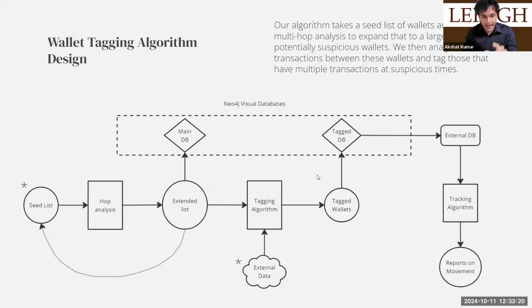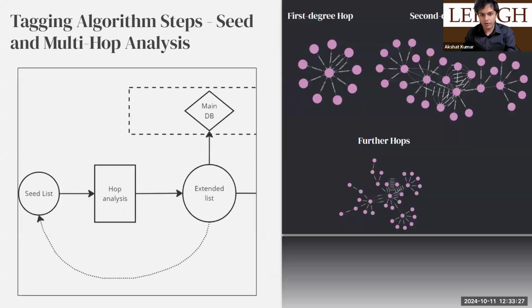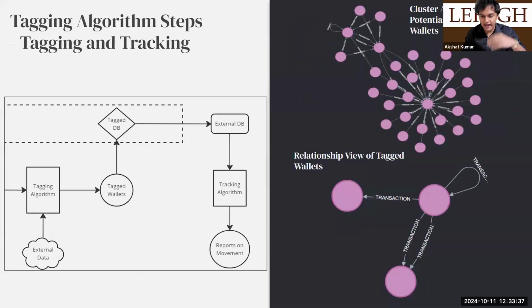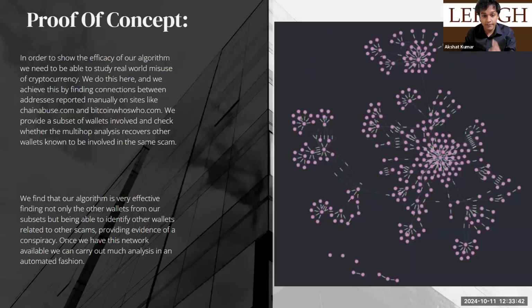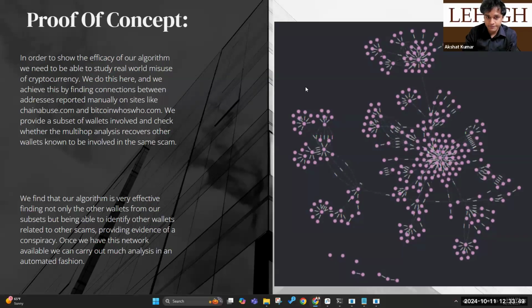So this is where we were at last time we met. We were discussing our approach and our methodology, right? So this is the general design of our algorithm. Then we went over how each step is going to happen. And we had run dummy runs where we were testing our multi-hop analysis capabilities and the tagging and tracking capabilities. But now we come to our actual runs. What you're seeing here on the right is the network, the flow of funds for a currently running scam.